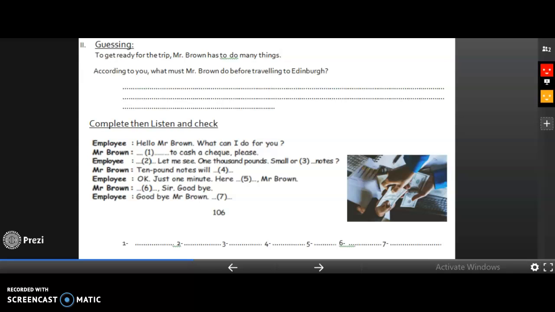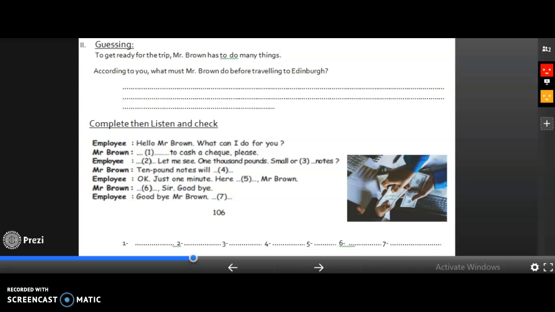Module 4, Lesson 4, Tape Script 1. Hello, Mr. Brown. What can I do for you? I'd like to cash a check, please. Okay. Let me see. £1,000. Small or big notes? £10 notes will do. Okay. Just 1 minute. Here you are, Mr. Brown. Thank you, sir. Goodbye. Goodbye, Mr. Brown. Next.